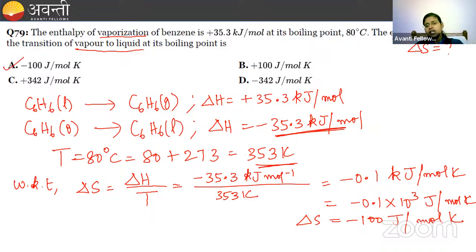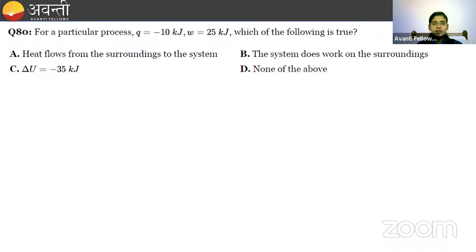We convert the kilojoule to joule because in all 4 options, the answer is given in terms of joules. So that's why we are doing this conversion. I hope this is clear to all of you. Now let's go for question number 80.